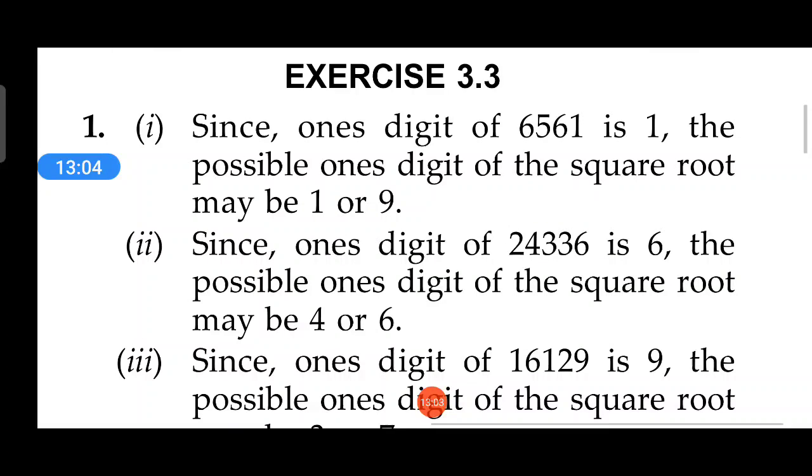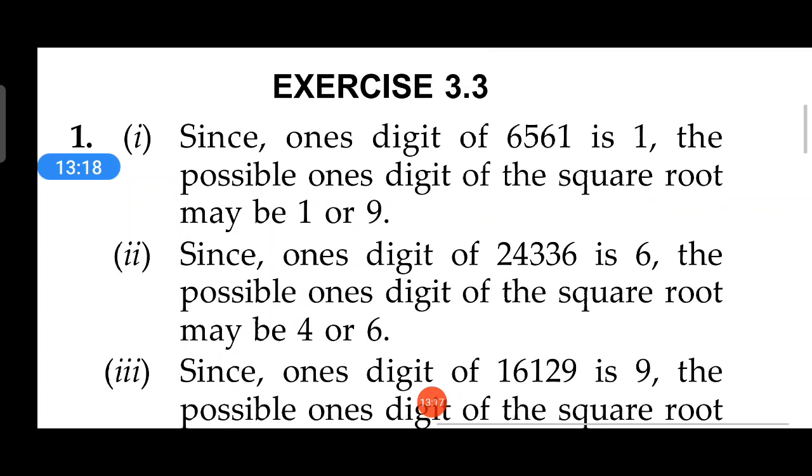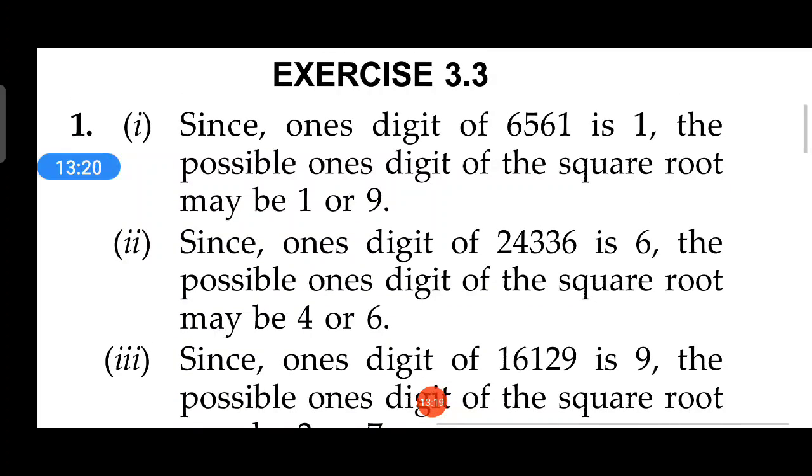Now you will see exercise 3.3. So that also will continue. Here, what would be the possible ones digit of the square root of each of the following natural numbers? Page number 55 I am talking about. So first is 6561.